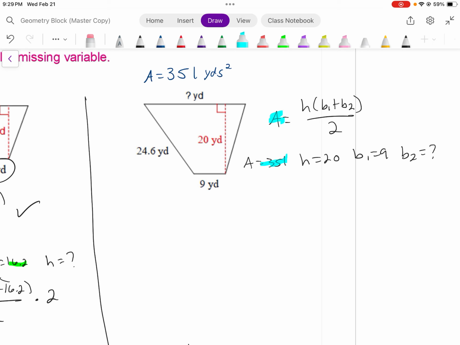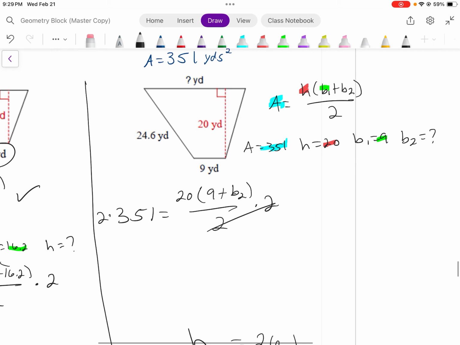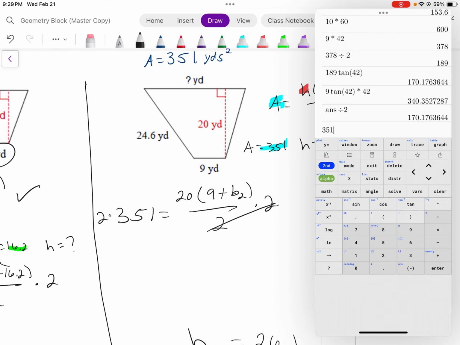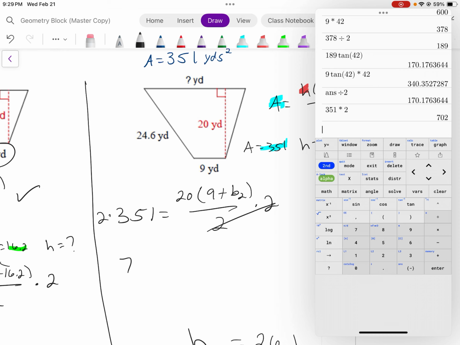Okay, so again, plugging in those values. And base 2, we're just going to leave as base 2. So in this situation, 351 equals 20 times 9 plus base 2 divided by 2. Again, we're going to multiply by 2 so I can get rid of that. That's going to leave me with, we can do it this way too. So 351 times 2 gets me 702. 20 times 9 plus B2.